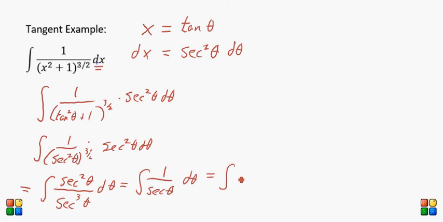Secant is 1 over cosine. So if we have this reciprocal of the secant, what we really have is the integral of cosine theta d theta. And so the integral of cosine, that's sine. Sine theta plus c.